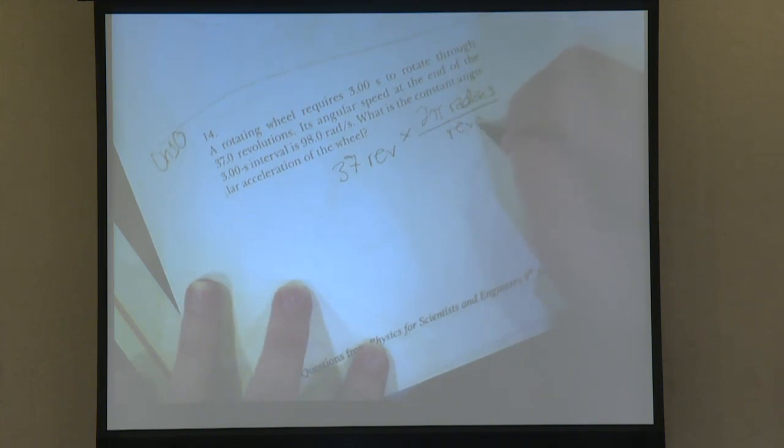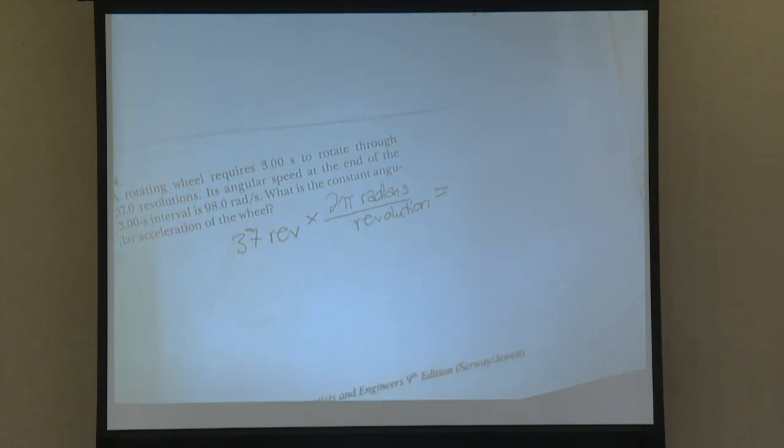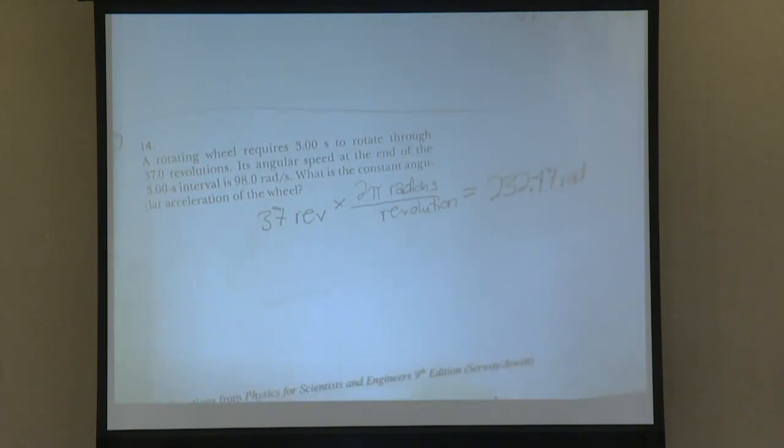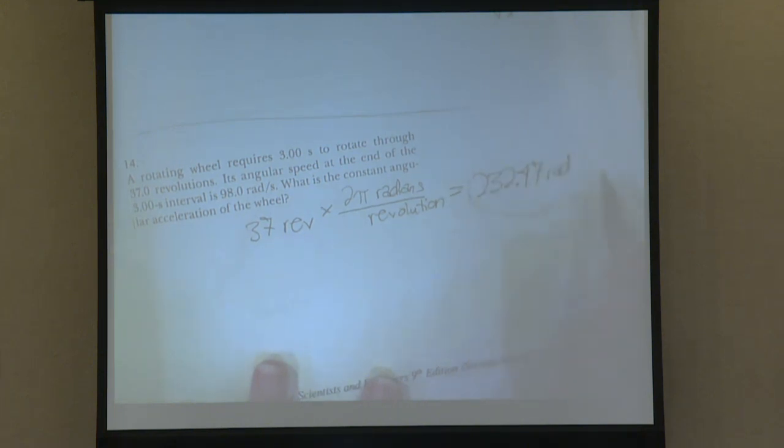Per revolution. So that's going to be 37 times 2 times pi. It's going to be 232.47 radians, which doesn't give us the speed yet. We can find that speed by dividing that by, oh no, sorry, that's our total distance.